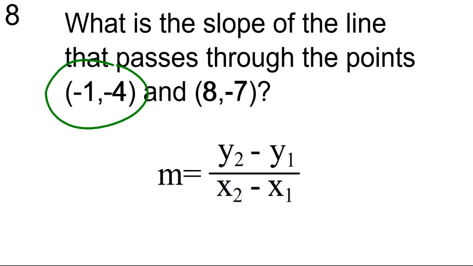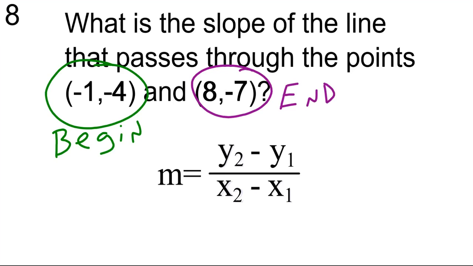Let's establish a beginning point and an end point. Remember, y2 and x2 represent the end, so let's substitute -7 for y2 and 8 for x2. Y1 and x1 represent the beginning point. Let's put in -4 for y1 and -1 for x1.